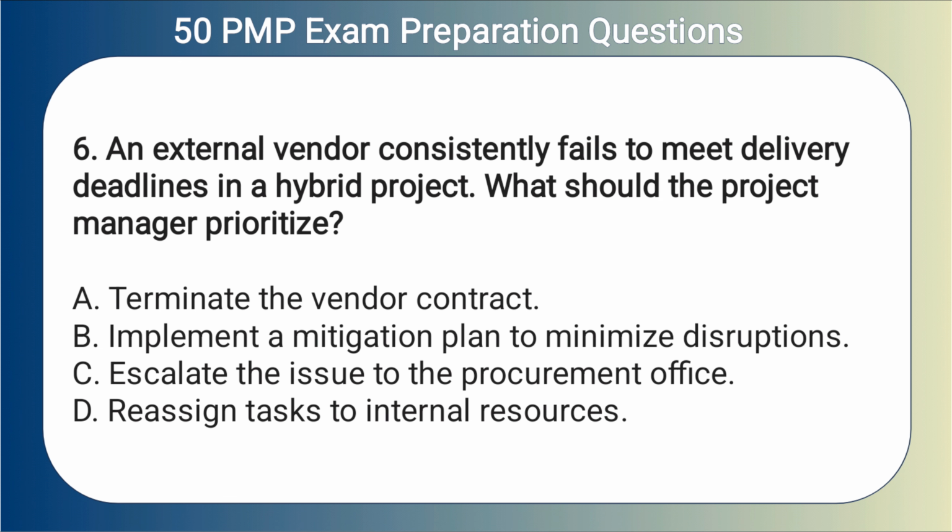6. An external vendor consistently fails to meet delivery deadlines in a hybrid project. What should the project manager prioritize? A. Terminate the vendor contract. B. Implement a mitigation plan to minimize disruptions. C. Escalate the issue to the procurement office. D. Reassign tasks to internal resources.